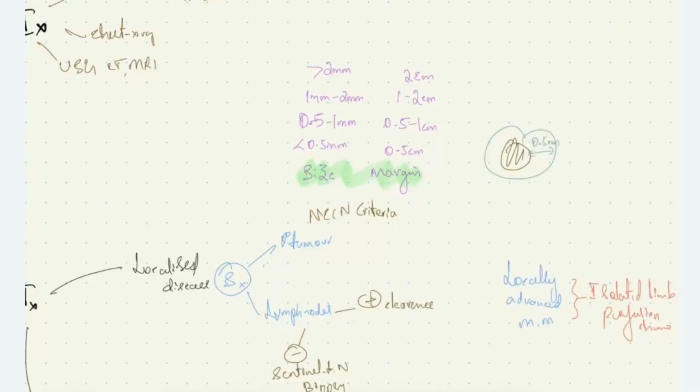If the lesion size is 0.5 to 1 mm, we should take the margin of 0.5 to 1 centimeter. If the lesion size is 1 mm to 2 mm, we should take the margin size as 1 to 2 centimeter. If the lesion size is more than 2 mm, we should take the margin as 2 centimeter. This is about NCCN criteria.